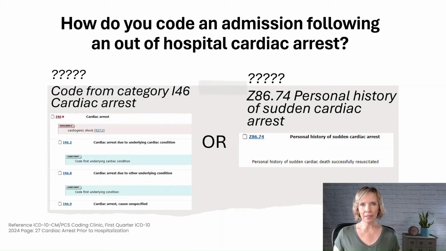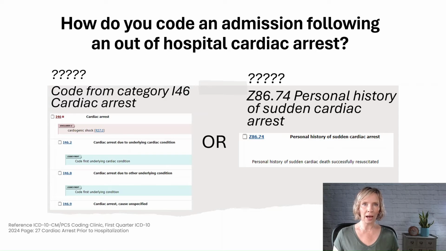Frequently, a patient may suffer a cardiac arrest either at home or in another location, prompting the administration of CPR at the scene, leading to the patient being successfully resuscitated. Subsequently, the patient is transported to the hospital where they're admitted for further care even though they're no longer in active cardiac arrest upon arrival. Many coders have wondered how this admission for cardiac arrest prior to the hospitalization should be coded.